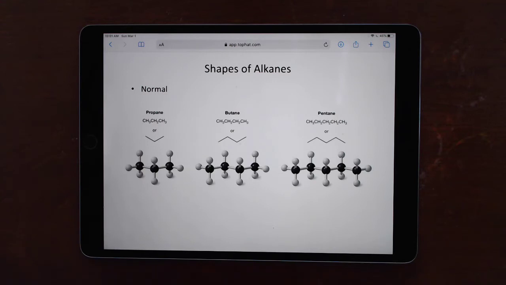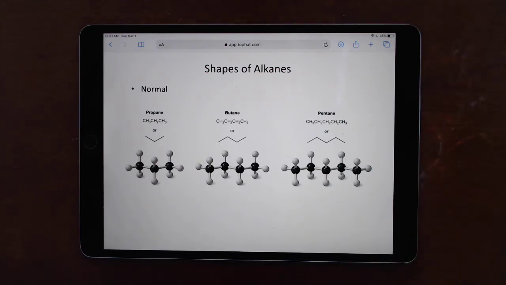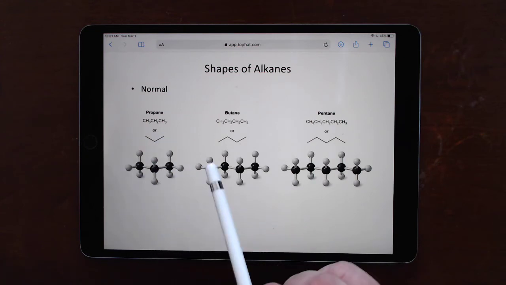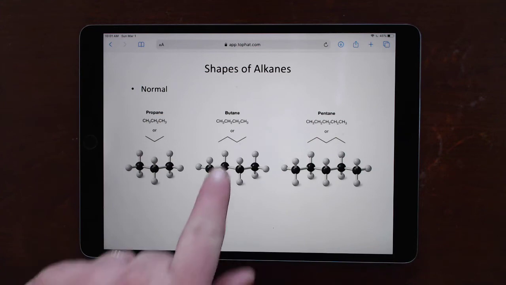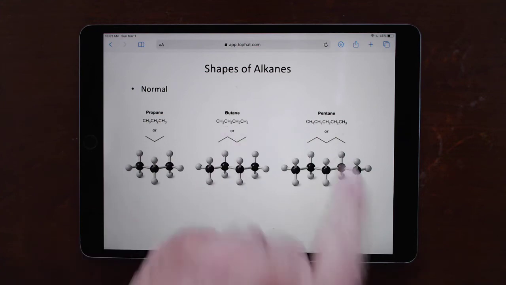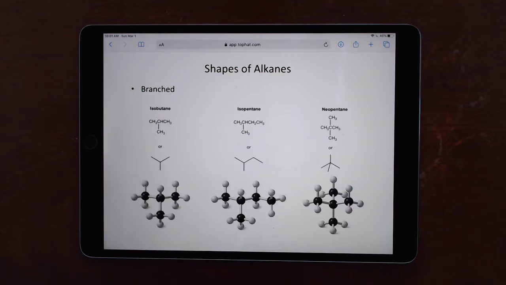And so for their shapes, we can have two of them. First one being what's called the normal, and that's just when all the carbons are in a row or in a line like this. So you'll sometimes see this called normal butane or normal pentane. That just means it's in a line. But you can also have what's called branched, just like the branches of a tree.